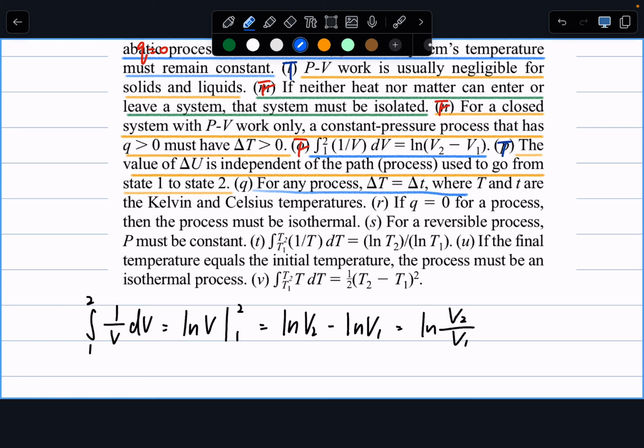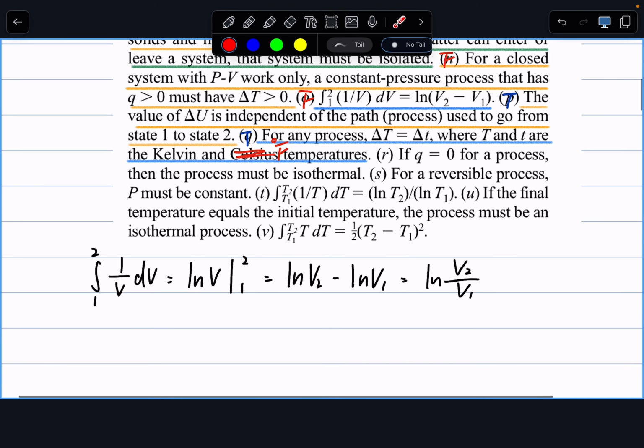We have for any process, delta T equals delta small t, where the big T and small t are Kelvin and Celsius temperature. This one is pretty straightforward because Kelvin temperature is just the Celsius temperature plus 273.15. But if we change this problem from Celsius to Fahrenheit, then this is going to be a false statement. Again, don't try to write down everything because I will post my annotated notes. Just really think about it before I tell you the answer, and then we'll go over the logic together.